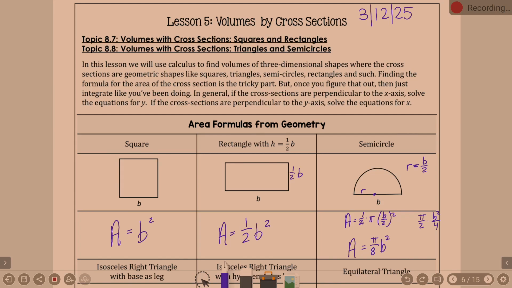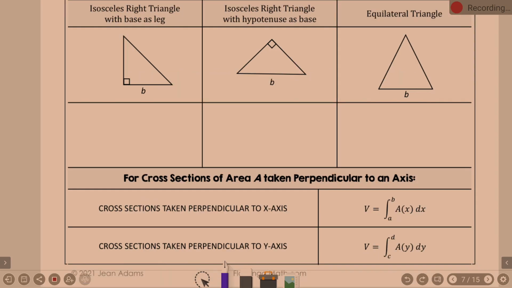Isosceles right triangle with base as the leg. So what you're seeing there, isosceles right triangle with base as the leg. It's 1/2 b squared. Because if they're saying isosceles, that means there's two sides the same, right? And so this is b and b. Area is 1/2 base times height. So 1/2 base squared.